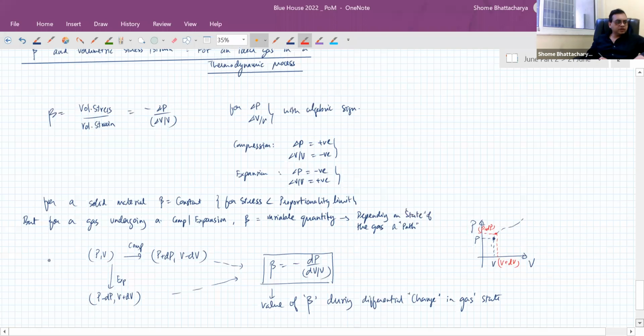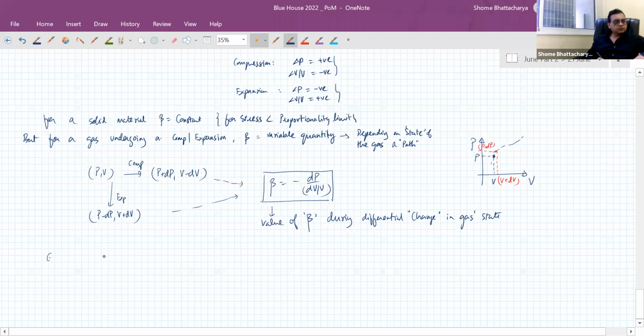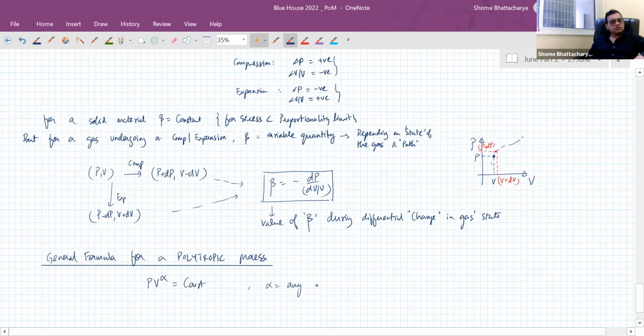So the general formula for a polytropic process will be given by the following equation now. For a polytropic process, P V to the power alpha is a constant, where alpha is basically any numerical constant.